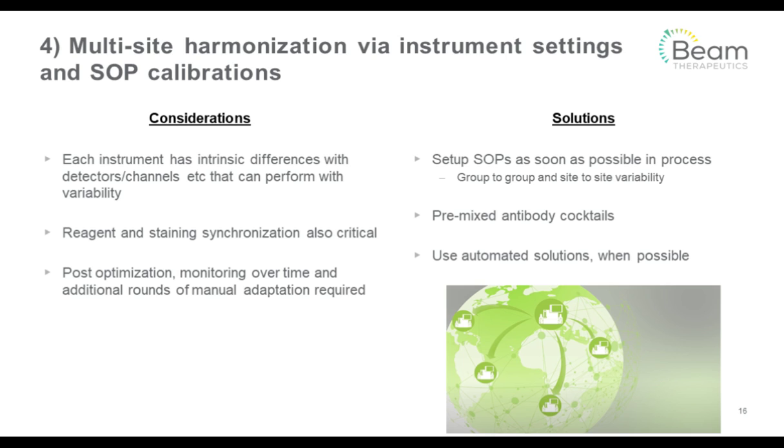Reagent and staining synchronization are critical. Keep in mind lot-to-lot consistency, and also how you're staining your cells. One of the most significant areas that I've seen over time of data variability actually comes from how the exact same protocol has been run from group to group or site to site.